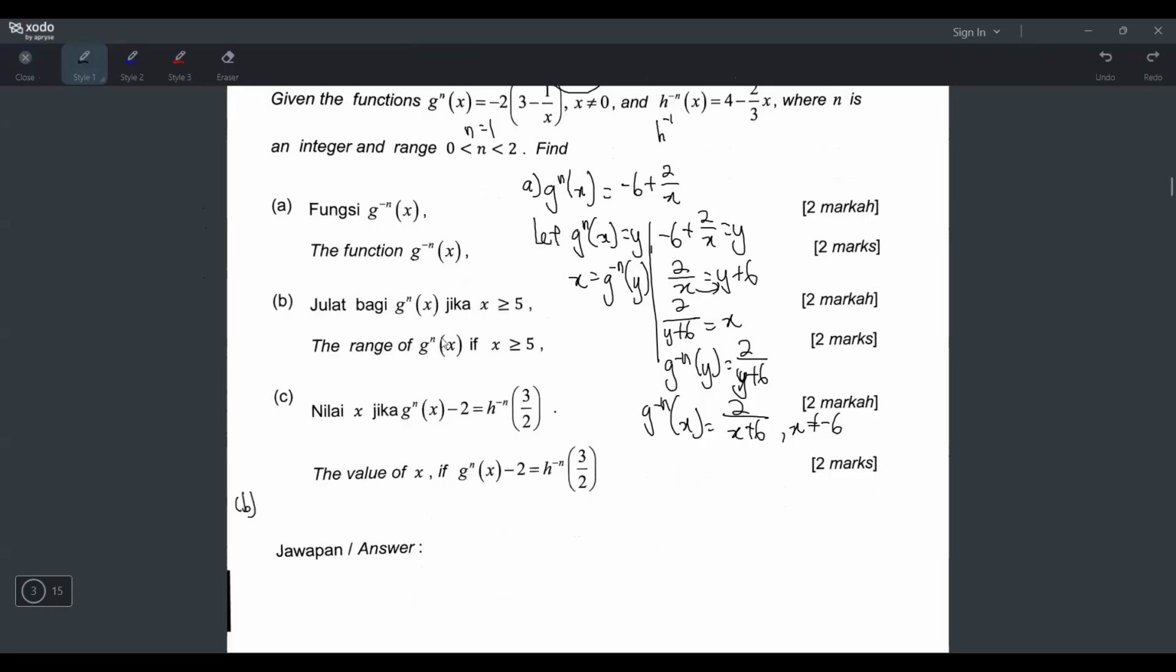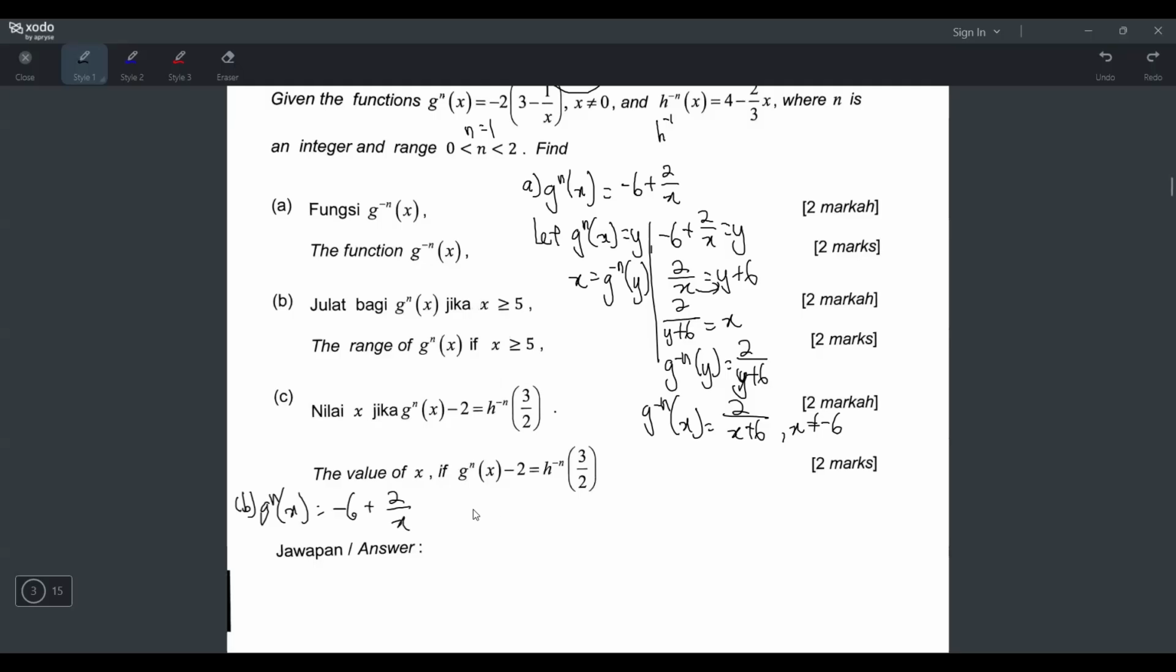Okay, B says find the range of g(x) if x is bigger or equals 5. So g(x) is this function. Let's write down first. g(x) is equal to -6 plus 2 over x. And they said find the range if x is bigger or equals 5. Okay, let's think about this. If the domain is bigger or equals 5, what will be the range, right?